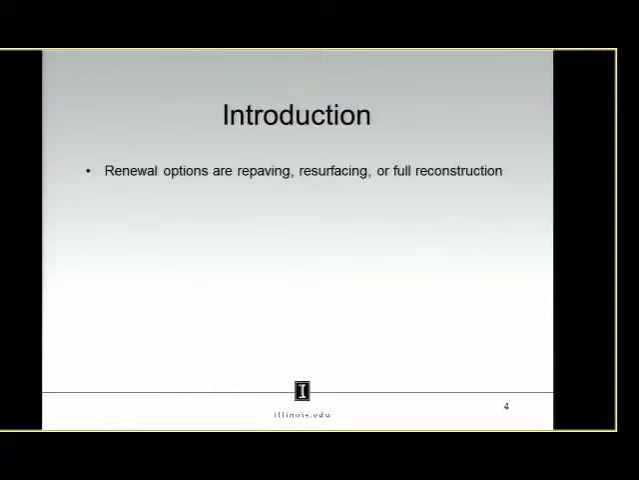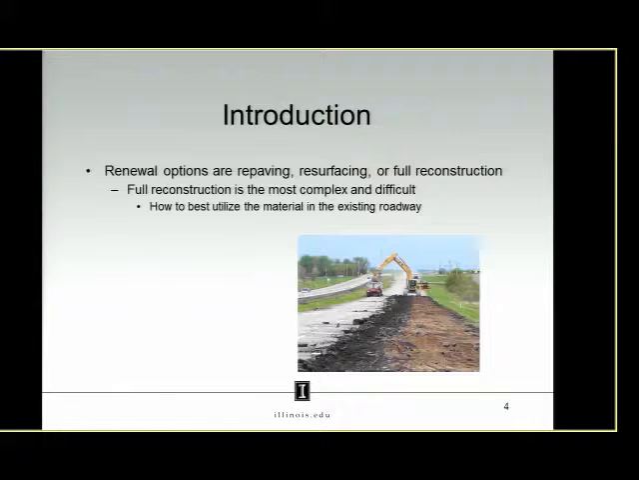So some of the renewal options are repaving, resurfacing, or full reconstruction. We want to focus mostly on full reconstruction, mostly because it's the most difficult and most complex. The reason it's the most complex and difficult is because the most material is moved. Instead of just tearing up one layer of the road and putting it down, we have to tear up the full road. So our question is, how do we best utilize the material in the existing roadway?